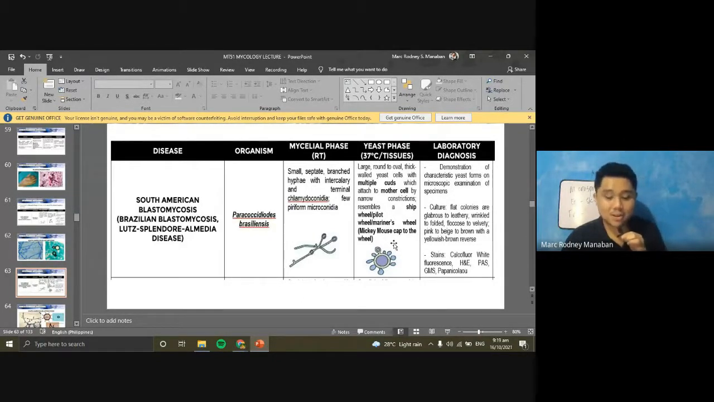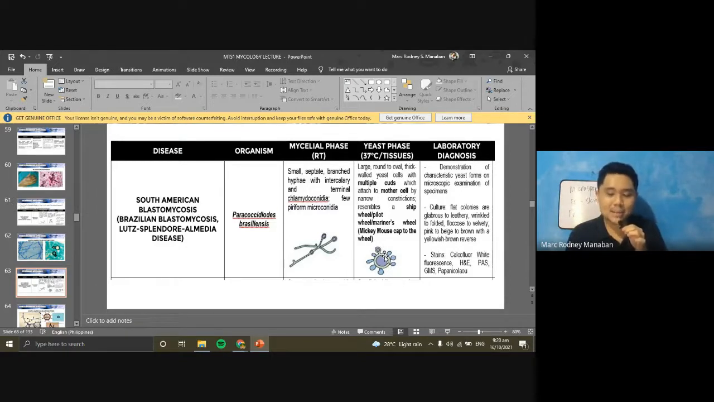Or Mickey Mouse cap to the wheel. So you see the Mickey Mouse on your wheel. So mariner's wheel, pilot wheel, Mickey Mouse. Now press the buzzer right away. That is for Paracoccidioides brasiliensis. Press the buzzer. Okay? Don't forget that. All right.